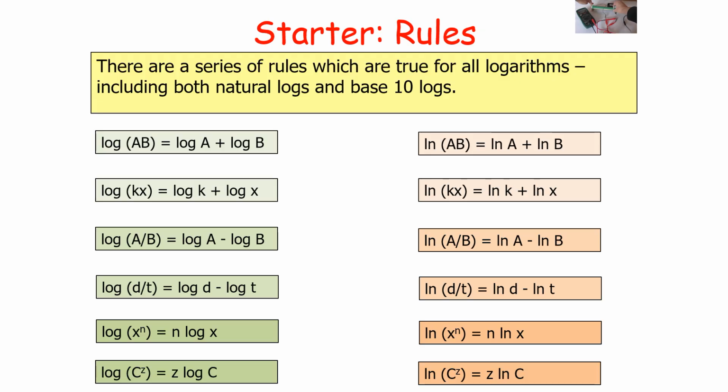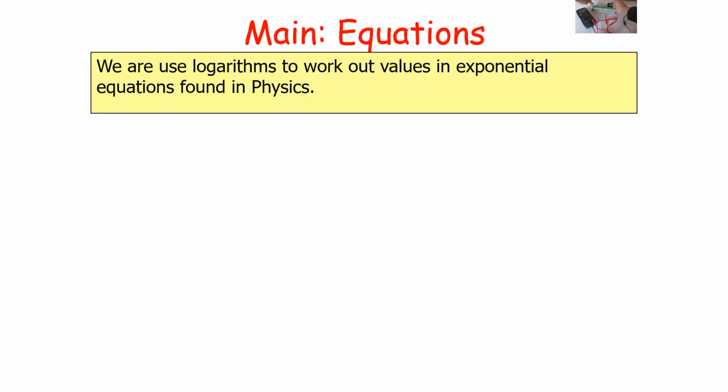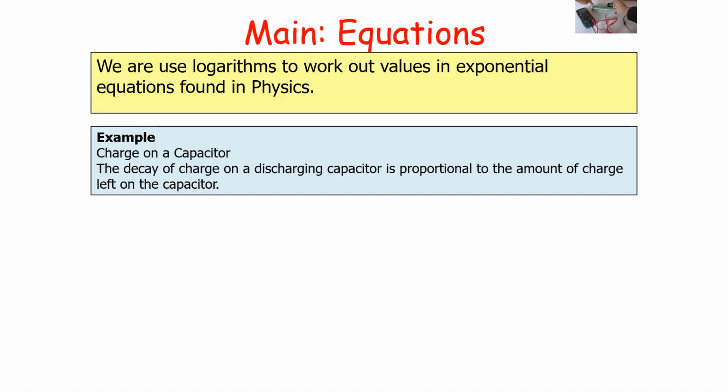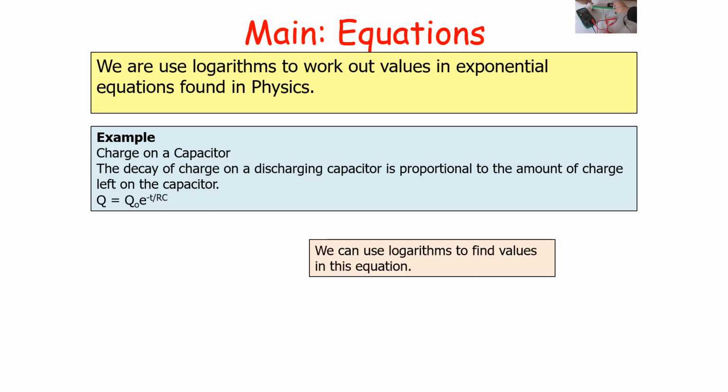These are rules that you've got to remember, because they're not given to you in an examination, but you've got to be able to memorize and use them. Now we can use logarithms to work out values in exponential equations in physics. So for example, a charge on a capacitor. The decay of a charge on a discharging capacitor is proportional to the amount of charge left on the capacitor. So if we said Q equals Q0 e to the power minus t over RC, well, we can use logarithms to find values in this equation.